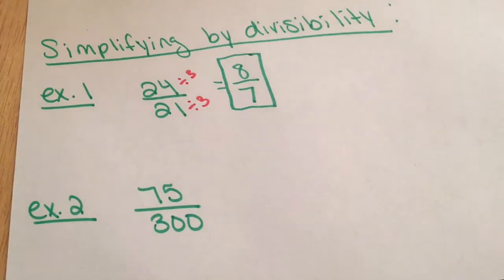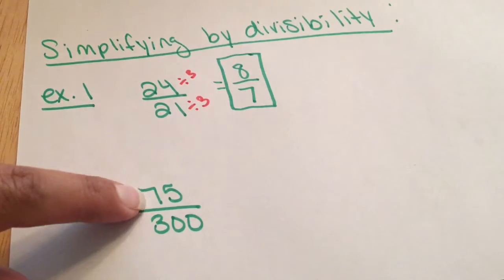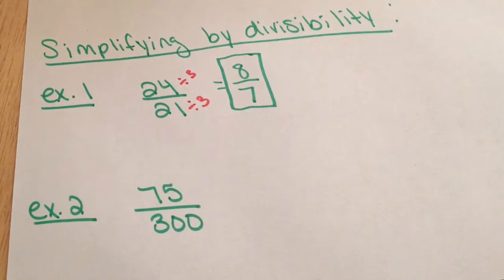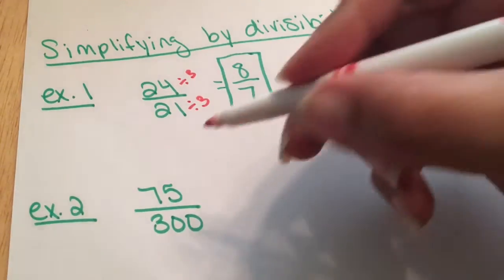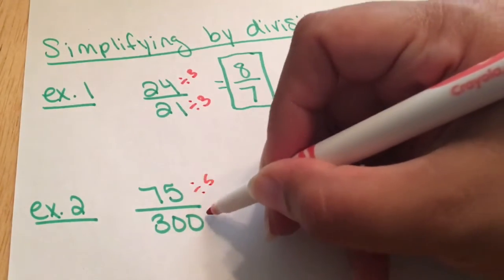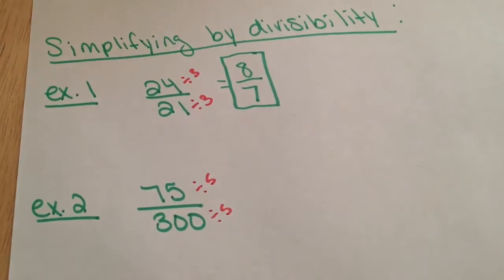Okay. Now let's look at our second example. We're going to try this the same way. I am going to go a longer route here just so we can see that we can use any number that we know is divisible. So 75 and 300. Some of us might not know what the largest number that divides both of them is, but we're going to figure it out. If I look, I at least know 75 and 300 are divisible by 5, so I'm going to go ahead and divide them both by 5.